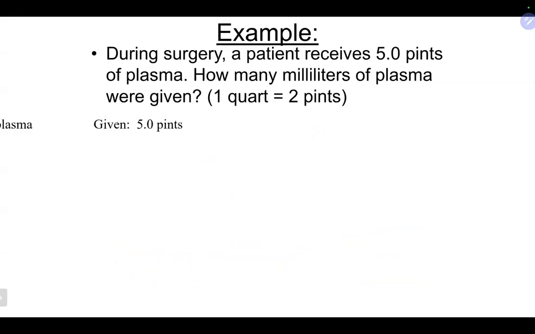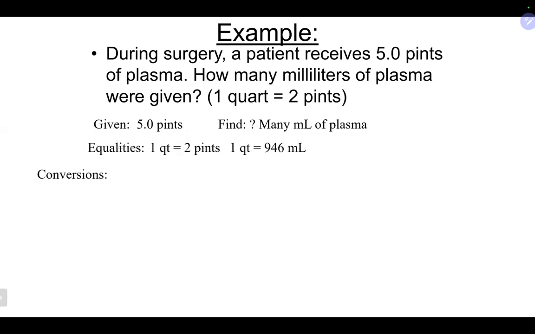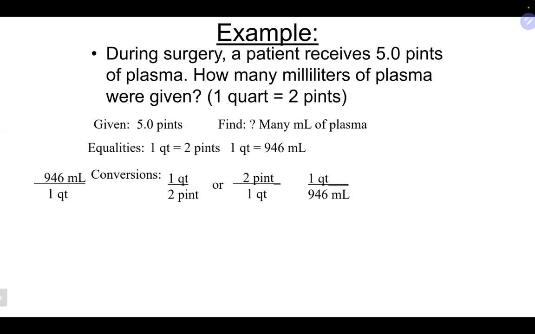All right, so during surgery, a patient receives 5 pints of plasma. How many milliliters of plasma were given? Here's a few conversion factors and stuff. Why don't you give that a go? Okay, so let's take a look. So in this case, we've got 5 pints. We want to know how many milliliters. Once again, obviously these won't be provided for you. You have to go find them and figure them out.